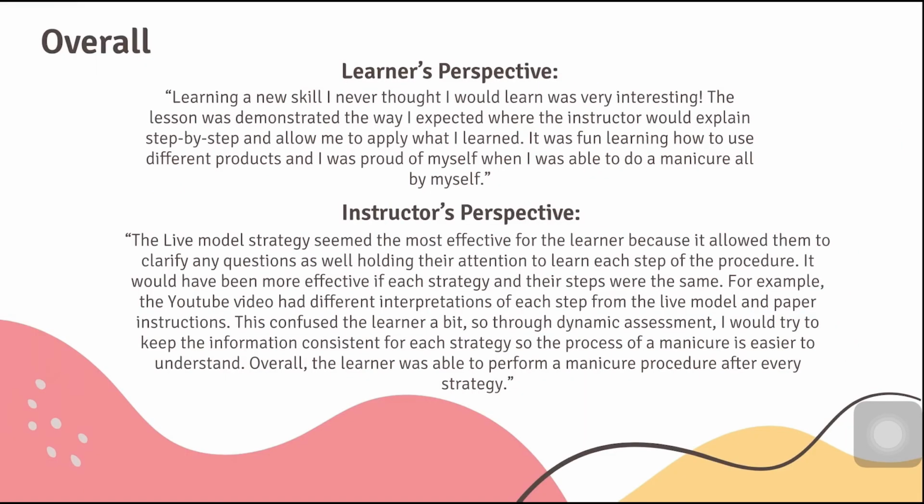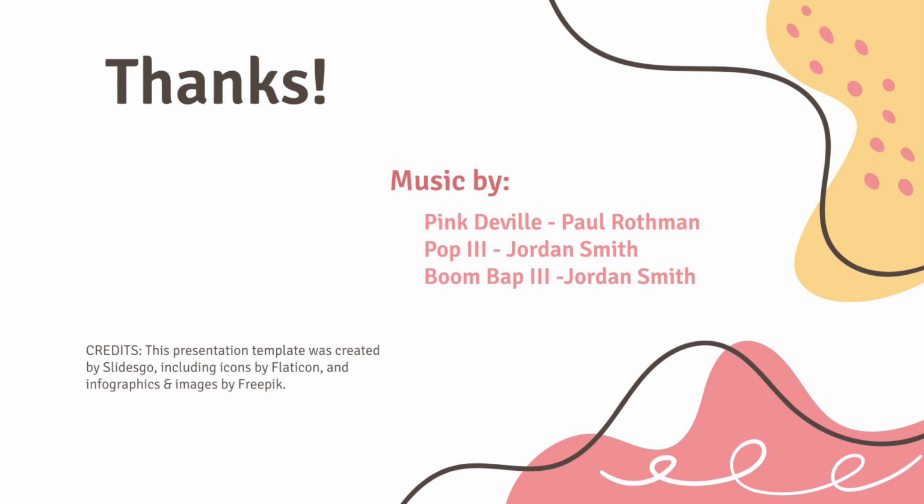Overall, the learner had fun learning this new skill and was able to achieve it with the help of the instructor. And so this skill was in his zone of proximal development, but he was able to achieve it to his actual development level. There are definitely some things needed to be changed in the lesson, and if I were to go back, I would make sure the video, paper instructions, and live demonstrations all have the same steps of how to do a manicure because it did confuse the learner a little bit. But I am proud that I was able to successfully teach a skill to a learner that has never done nails before.